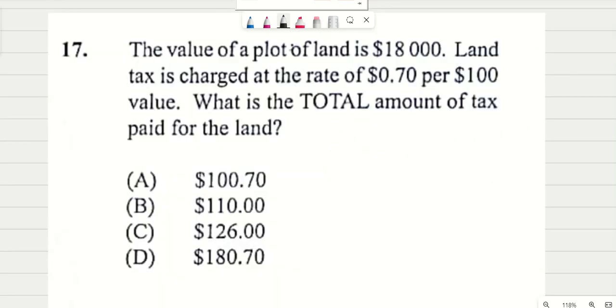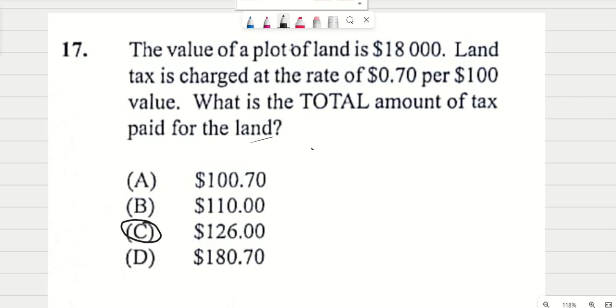Number 17. The value of a plot of land is $18,000. Land tax is charged at 70 cents per hundred. What is the total amount of tax paid per land? We already did this question. The answer is 126, which is C in this case.